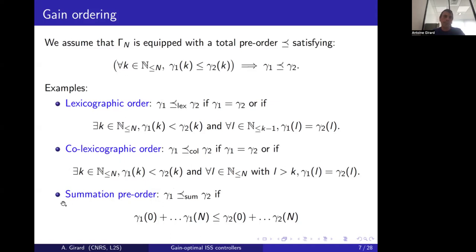You can also define, for instance, the summation preorder, where gamma 1 is less than gamma 2 if the sum of the gains of gamma 1 at all values is less than the sum of the gains of gamma 2. And essentially, you can also define similarly to the summation preorder: you can imagine taking any monotone function f of an n plus 1 dimensional vector, and then f of gamma 1 less than f of gamma 2, you check this condition, and that gives you another preorder. So you can define many preorders like this.